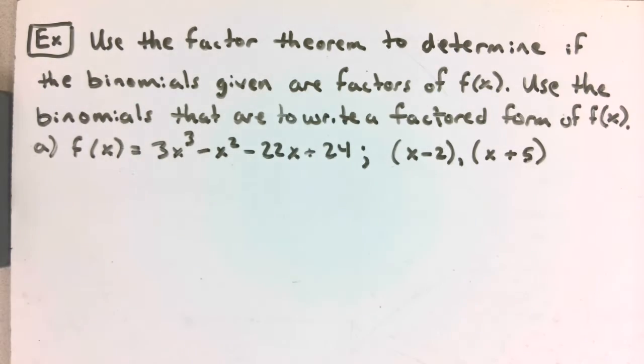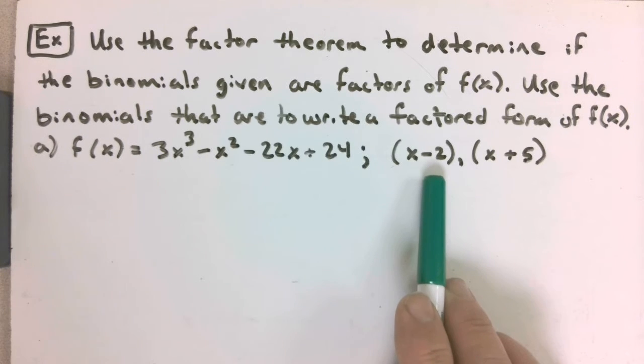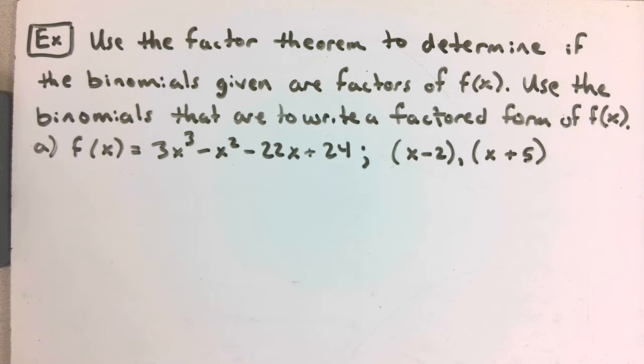What the factor theorem says is, if you have something that is a factor of something else, when you divide it, you will get a remainder of 0. So we're going to go through and do some division. We'll take our polynomial and we'll divide by x minus 2, and if we get a remainder of 0, then we know x minus 2 is a factor. And if we get any other number for the remainder, then we know x minus 2 is not a factor. And we'll do the same thing with the x plus 5.